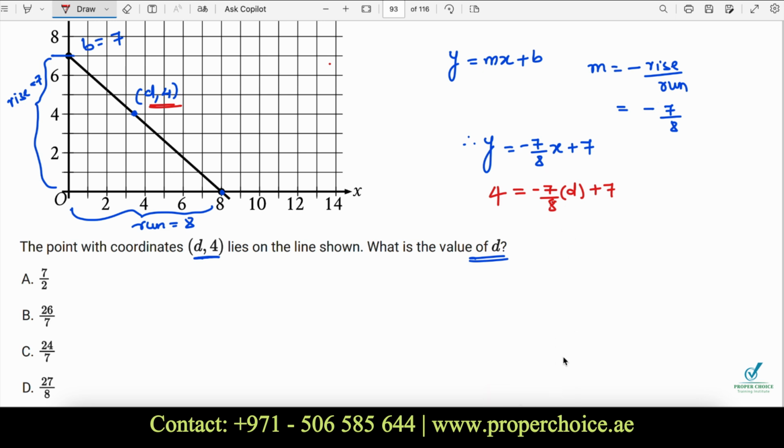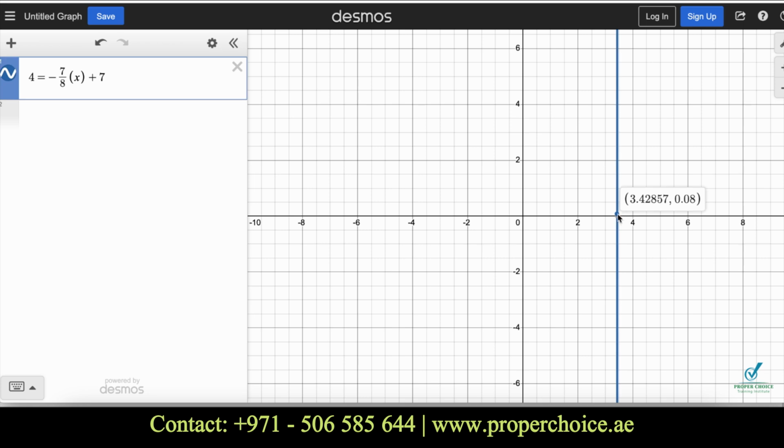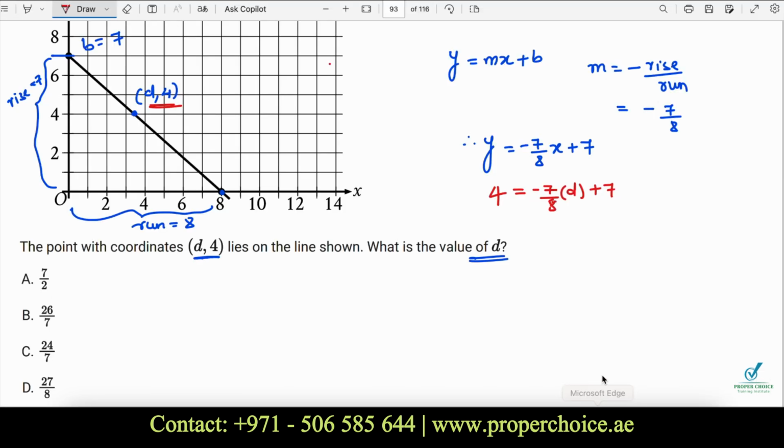While typing it on Desmos, you have to type d as x, okay? So you can use it like, see, I have already typed the same equation, 4 equal to negative 7 by 8x plus 7. I'm getting a value of x. By the way, the value of d is 3.42857, which gives us d equal to 3.42857. Now which option gives me the same answer?